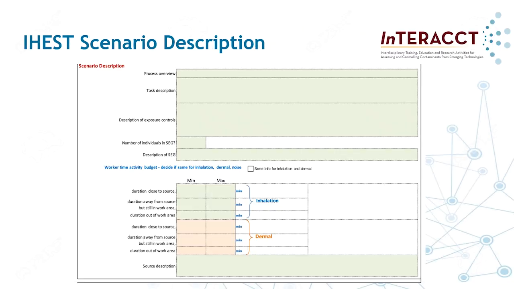Step 2 of IHEST is the basic characterization, but this step collects information about a number of additional exposure determinants. The image depicts the scenario description section of Step 2. Here, the hygienist provides a narrative describing the exposure scenario and exposure controls. SEGs, or similar exposure groups, are explained in other modules of this exposure assessment course. The form also gathers information about the proximity of workers to the source and the amount of time workers spend close to the source and in the work area.